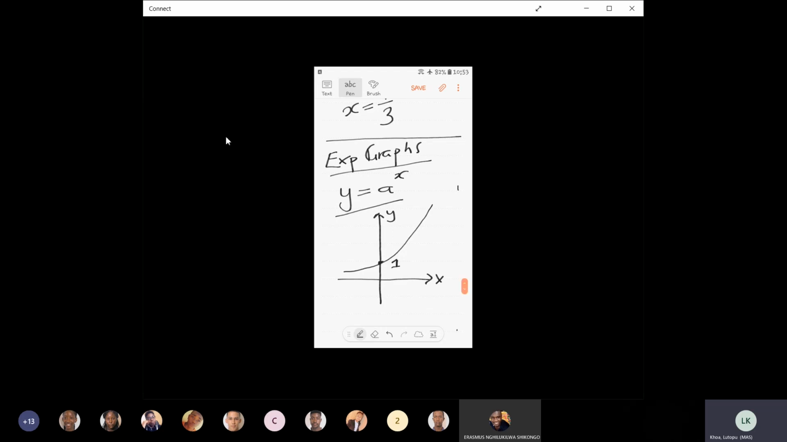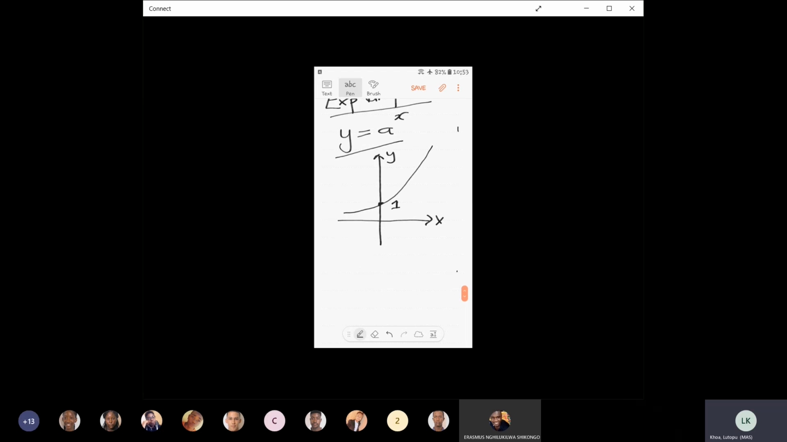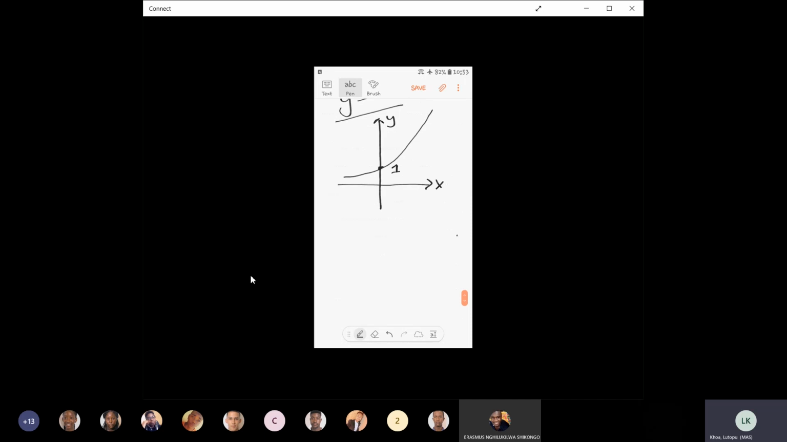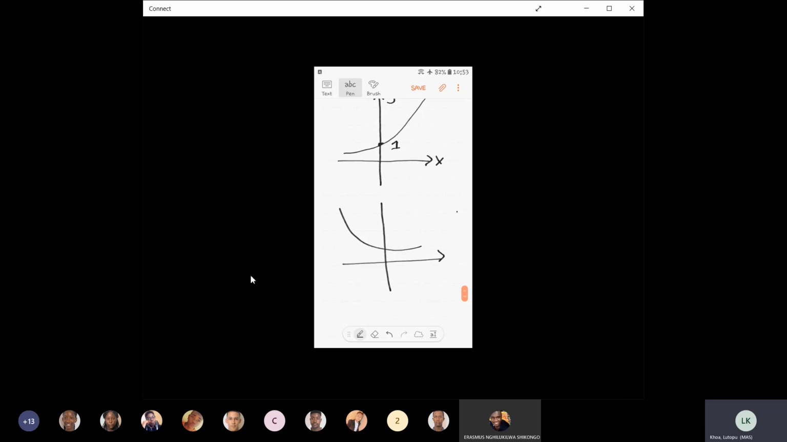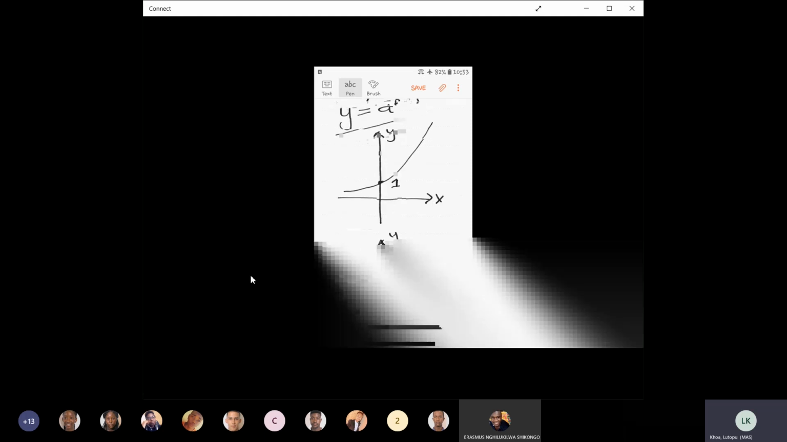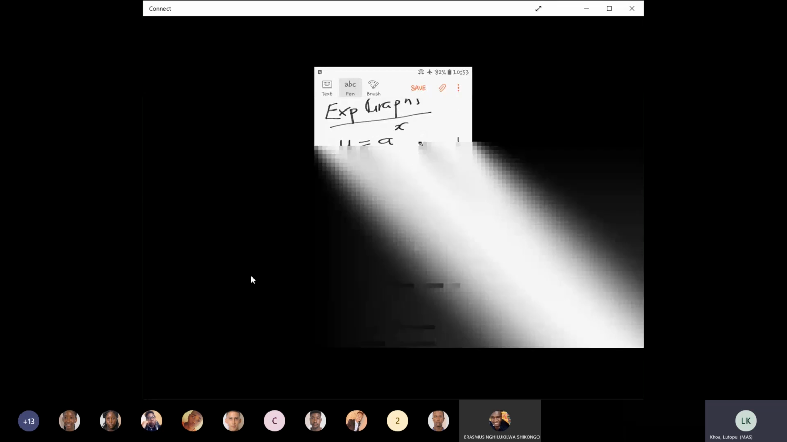And then it can also look like this. This is still the number 1 over here. So this is your x-axis and that is your y-axis. These are the only two possible ways that you can draw the function y is equal to a to the power of x. Now, how do you know which one it is?